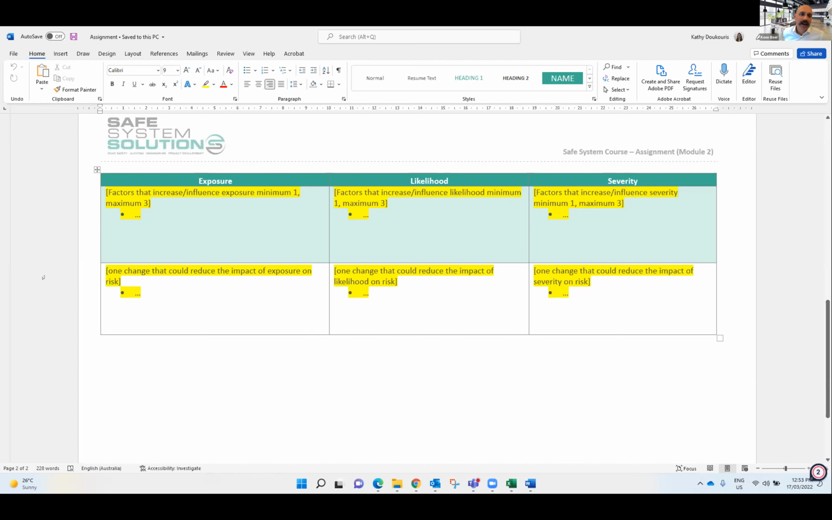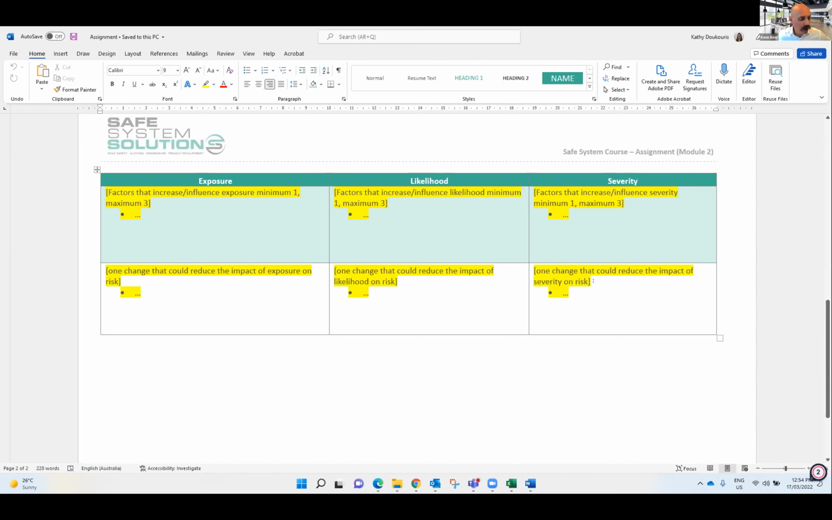And then we want you to go through and say, what's 1 thing that we could change to reduce the exposure at this intersection, the exposure to crashes? Could be closing a leg, could be anything. What's something that would reduce the likelihood? Just 1 thing we're looking for in each of these. 1 thing that would reduce the likelihood and 1 thing that would reduce the severity.